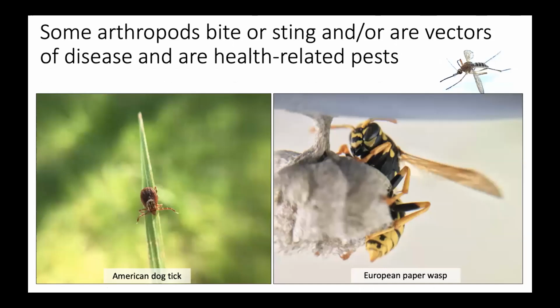Other arthropods sting or bite, and some of them spread very detrimental diseases. The tick is an arachnid, not an insect, but Lyme disease, tick-borne illness, is the biggest in the United States. Mosquitoes kill more people worldwide, but tick-borne illnesses affect more people in the United States.